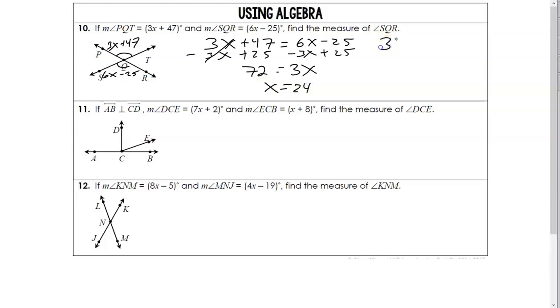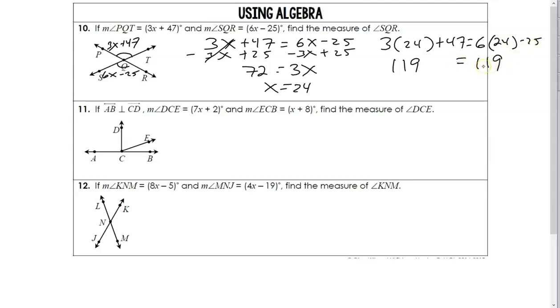So we can plug it in. 3 times 24 plus 47. Right? So 72 plus 47 is 119. Had to think for a minute. And that should equal our other one, which was 6x, so 6 times 24 minus 25. So that's 144 minus 25, which also equals 119.